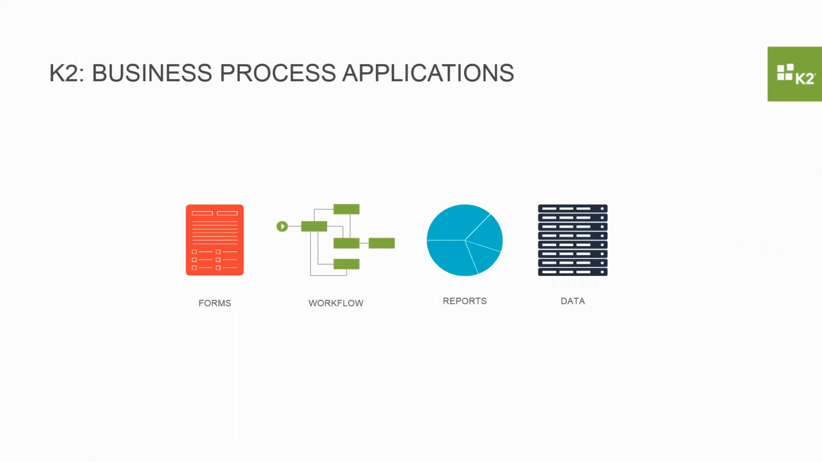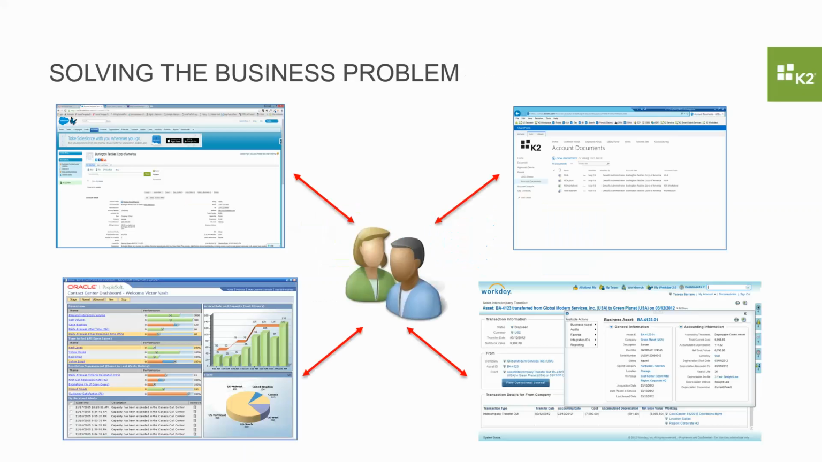So if you're not familiar with K2, we're a business process applications platform that requires no coding. We've got four pillars: forms, workflow, reports, and data. And the great part about our platform is you can use these pillars all together, or you can use them independently. So the demo I'll show you today is going to be a mix of forms and data, and we'll throw in some reports and workflow just to give you a feel.